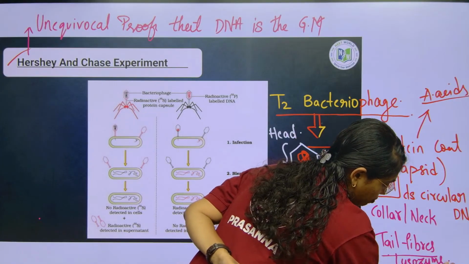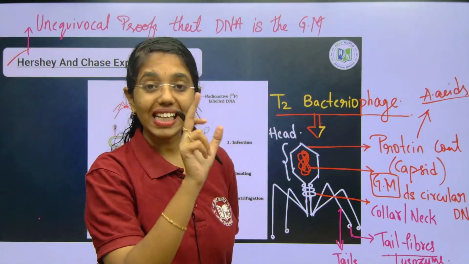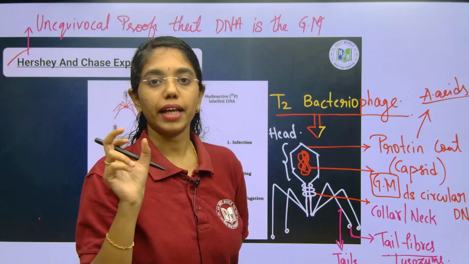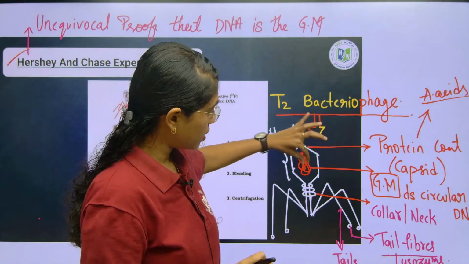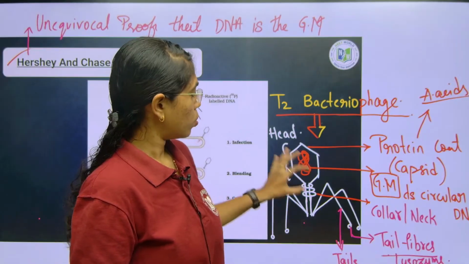This lysozyme will disintegrate the wall layer of bacteria. This will disintegrate or disrupt the bacterial cell wall, so that the genetic material can be easily injected into the bacteria. So, these are the components.